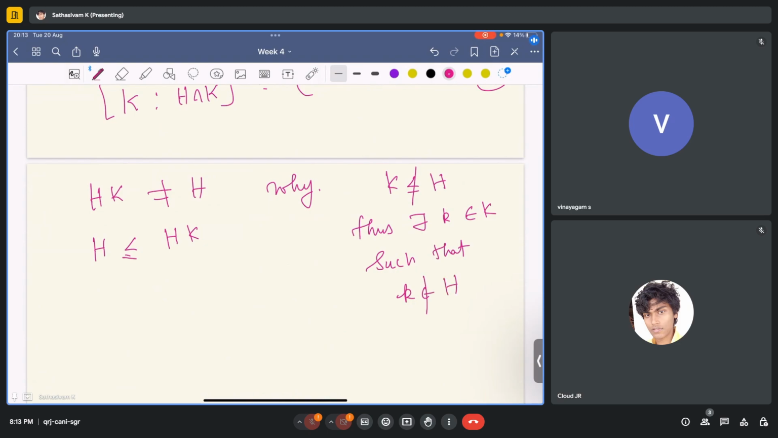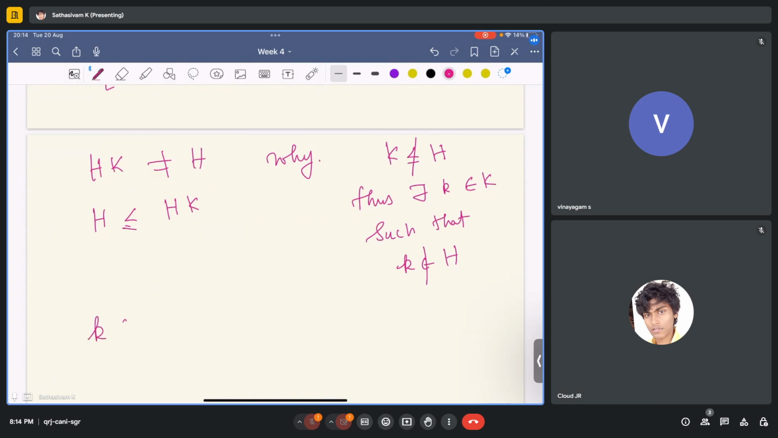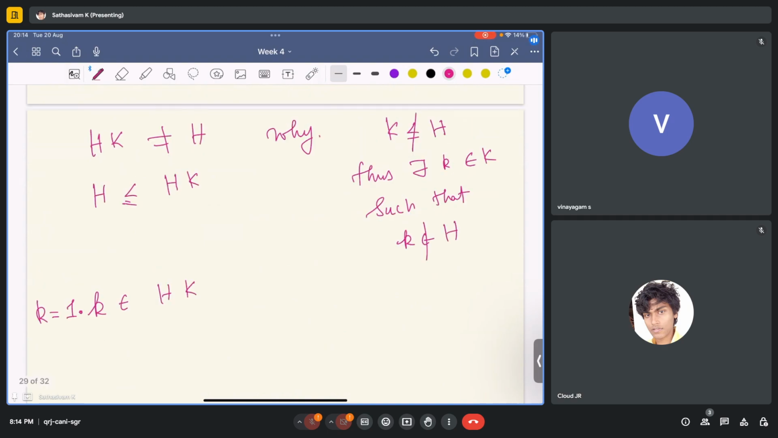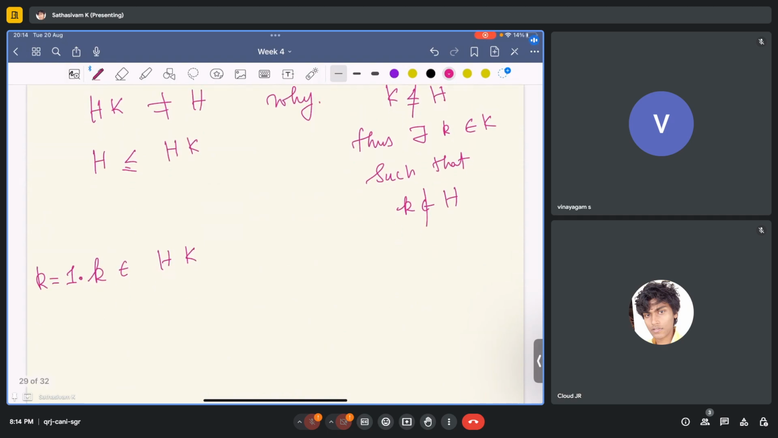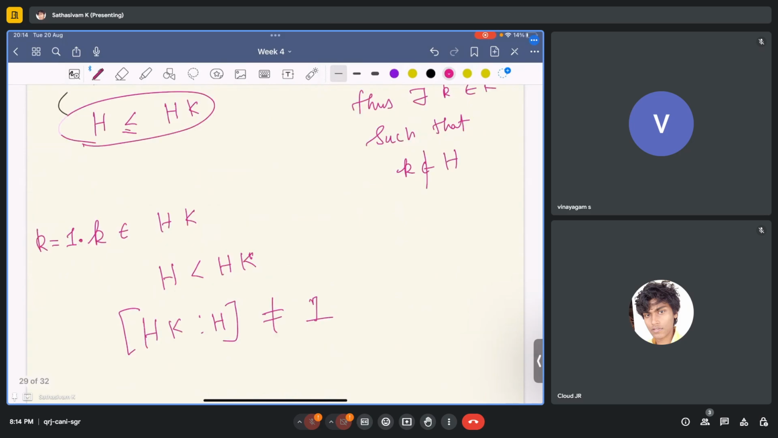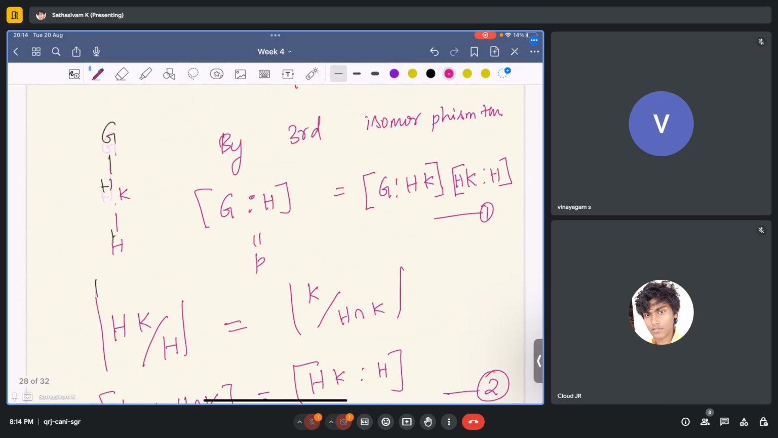If you look at this k, it also belongs to HK. How does this k belong to HK? You see it as 1 times k. So this belongs to HK, but this k does not belong to H. That means this inequality is strict. So H is a strict subgroup of HK. What this tells you is that HK by H is not equal to 1. Okay, let's go above and use this property.